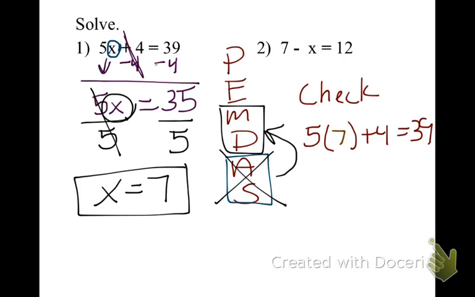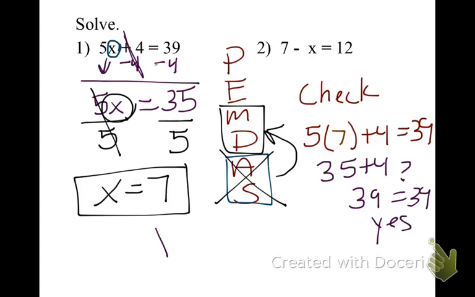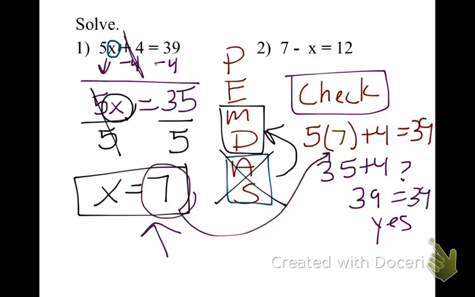So let's see, 5 times 7 is 35 plus 4. See, 35 plus 4 is 39. Now the question is, does 39 equal 39? Yes, it does. So that means x equals 7 is my answer. So this is how we can check our work, ladies and gentlemen. We take the answer, we plug it back into the original equation. So make sure you have all the steps in your notes.